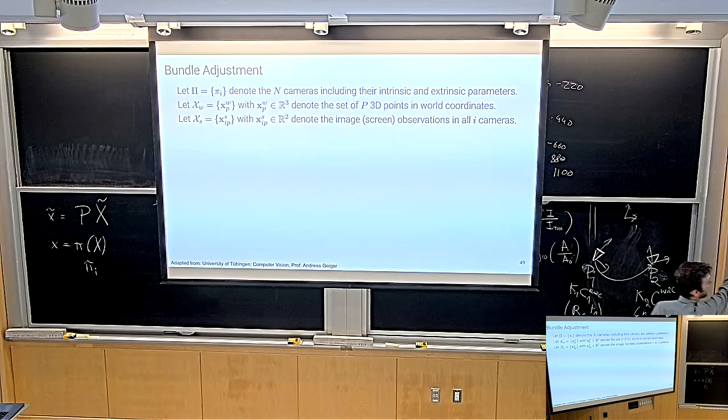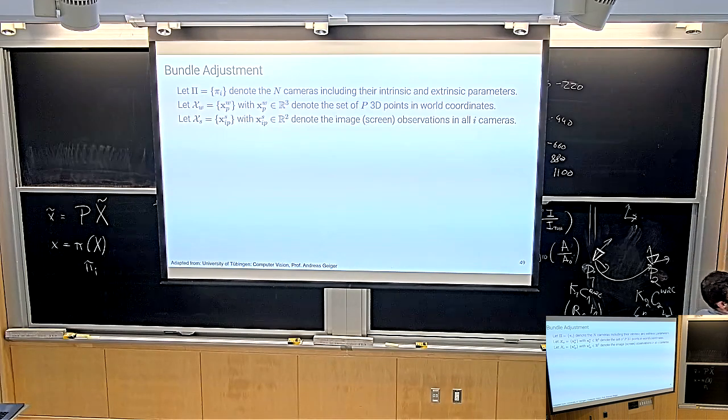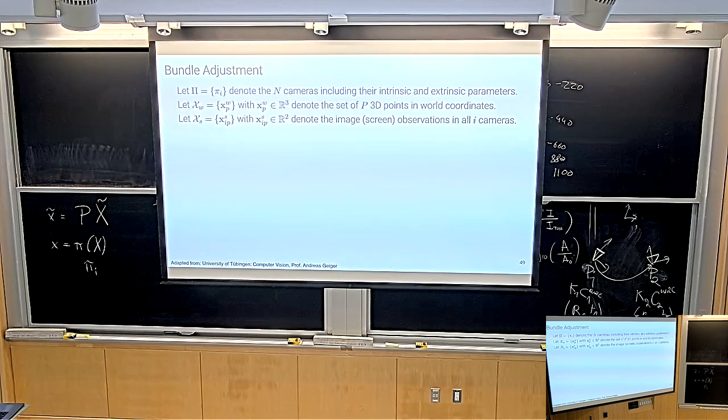Okay, good. Then the second line: let x_w denote the set of 3D points in world coordinates. Neither of these things is known, we're just setting up the problem. And this last thing is actually the thing that is known. Let x_s denote the image observations in all I cameras. So this is now the set of 2D correspondences.